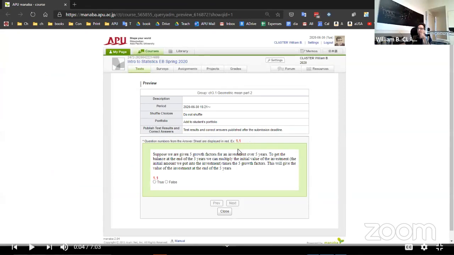Okay, so what does it say? Suppose we're given 5 growth factors for an investment over 5 years. To get the balance at the end of the 5 years, we can multiply the initial value of the investment times the 5 growth factors. This will give the value of the investment at the end of the 5 years. Is that true or false?